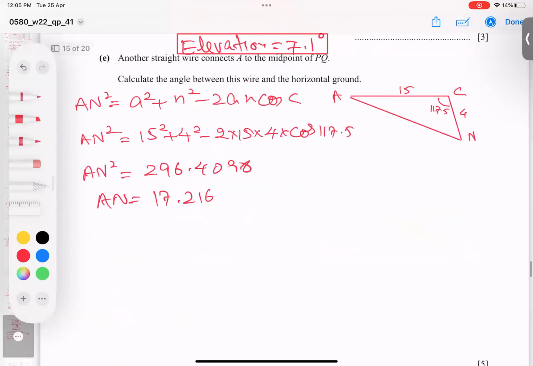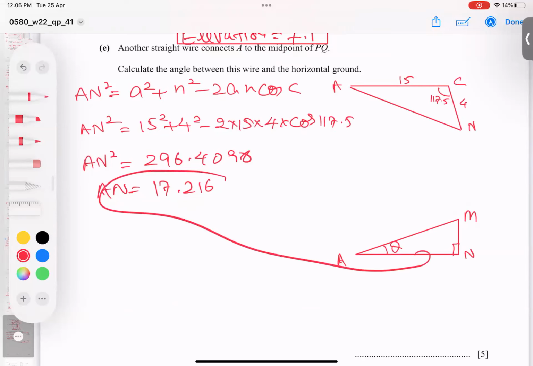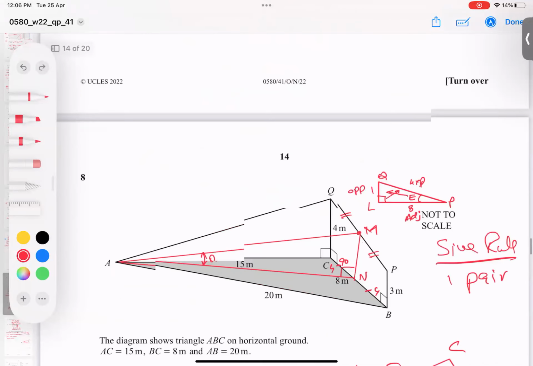And I'm bringing back here. Okay, so you can see that AN, I got it. What is missing now, students? Only one is missing, MN. So let's talk about MN. MN is a little hard to find.